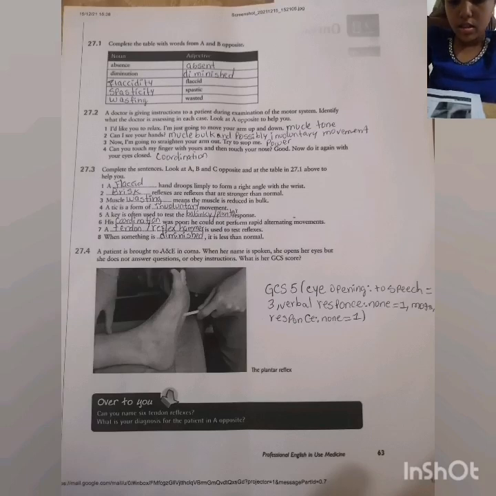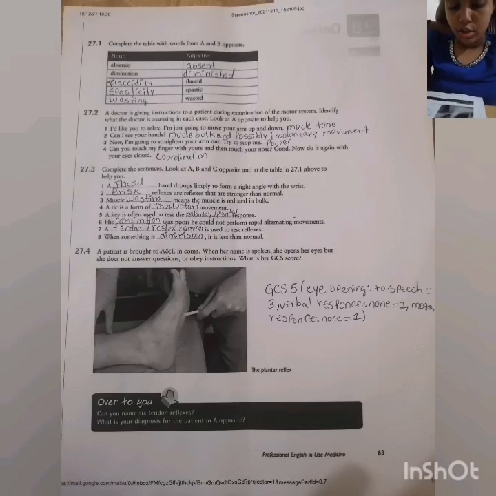2. Can I see your hand? Tremor and possibly involuntary movement. 3. Now I'm going to straighten your arm out. Try to stop me. Power. 4. Can you touch my finger with your finger and then touch your nose? Good. Now do it again with your eyes closed. Coordination.